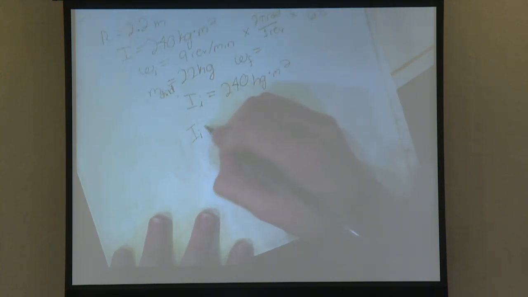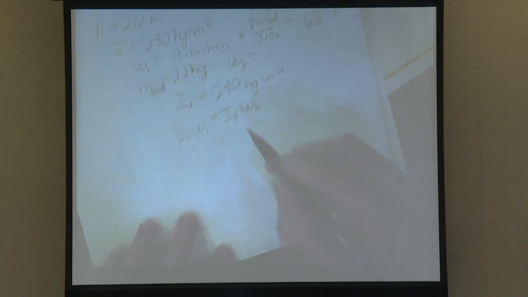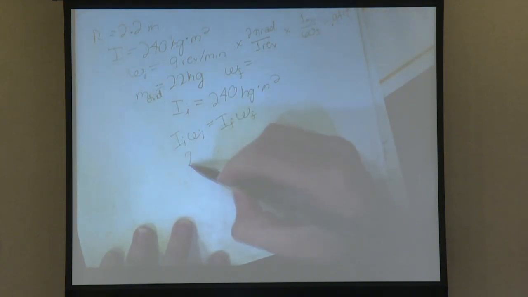we can use the conservation of momentum formula. So we have conservation of angular momentum, I guess I should say. So initial moment of inertia times initial angular velocity equals our final. And we have this value, which is 240 times Wi.